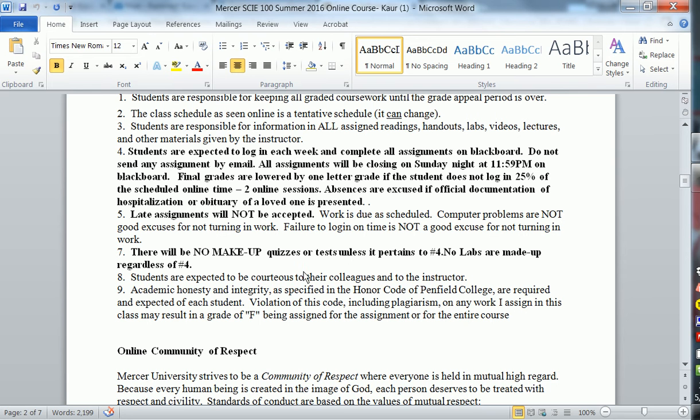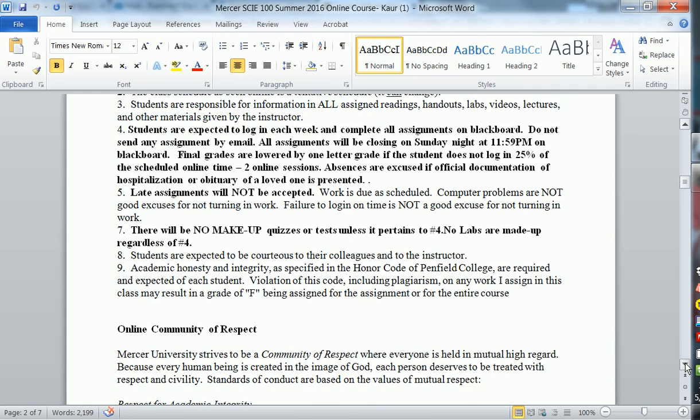Okay, students are expected to be courteous to their colleagues and to the instructor. Academic honesty and integrity as specified in the honor code of Penfield College are required and expected of each student. Violation of this code, including plagiarism on any work I assign in this class, may result in a grade of F being assigned for the assignment or for the entire course. Okay, these were some of the very important policies which you need to follow.